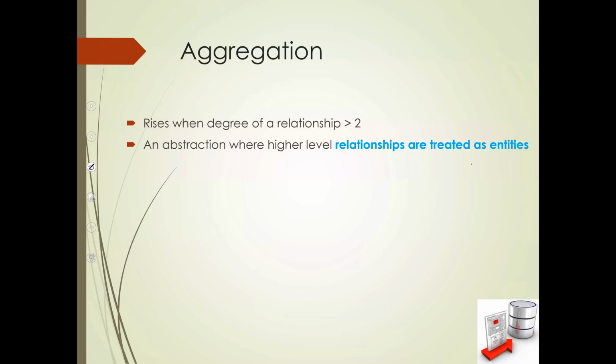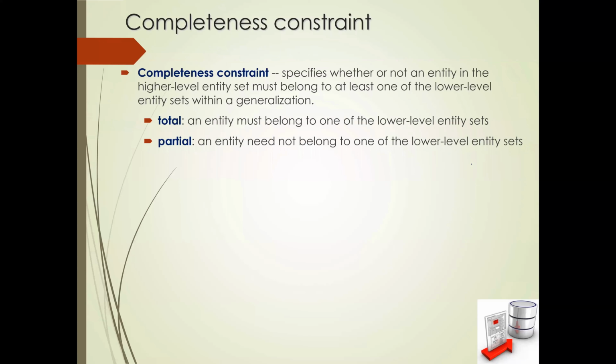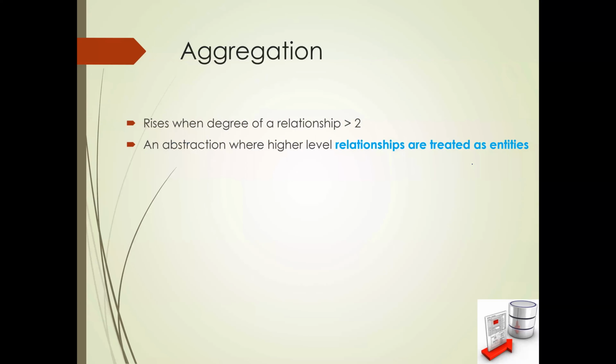Now, let us see about a new extended feature of ER diagrams known as aggregation. We did earlier see what is specialization. We even saw what is generalization. We even saw the various constraints. There are 4 kinds of constraints. We did see all of that. Now we will go into our third extended feature of the ER called aggregation.